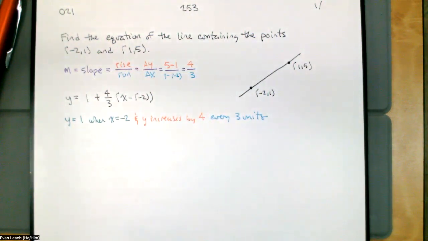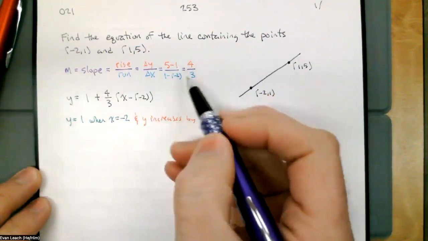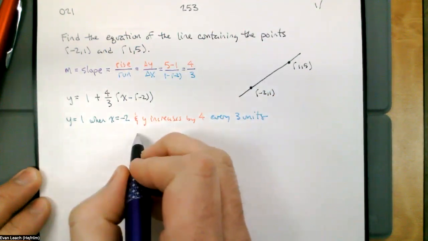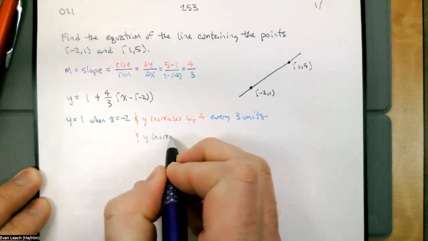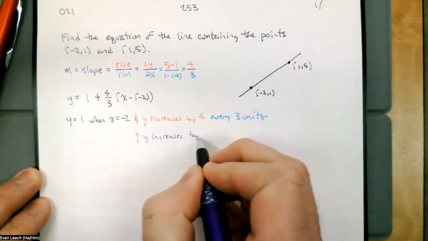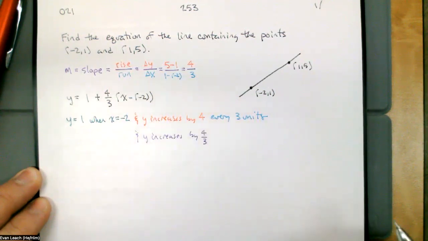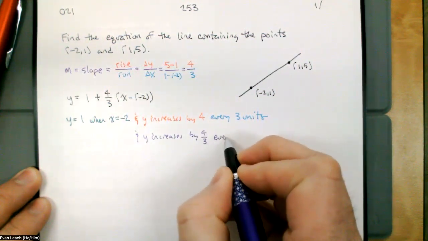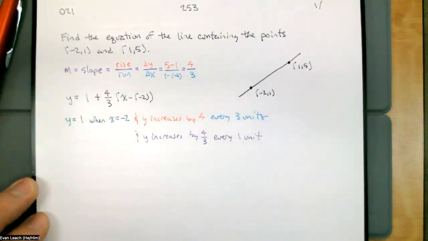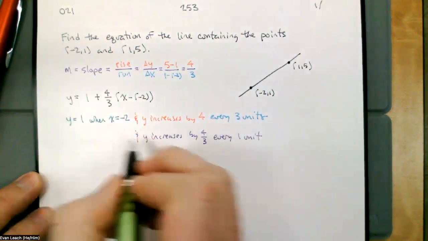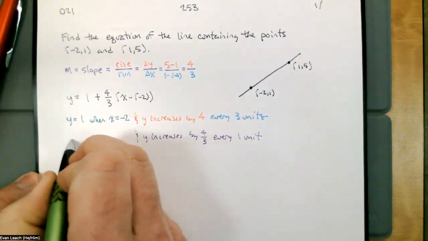A point to start and a direction to go. If we want to read our slope as one number, 4/3, we would say Y increases by 4/3 every 1 unit. But our point to start could still be Y equals 1 when X equals negative 2.